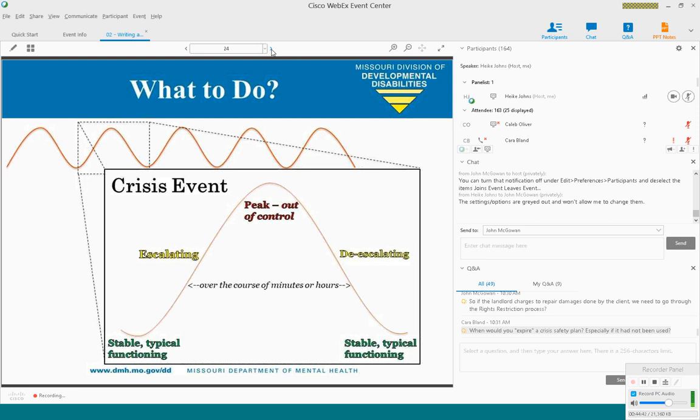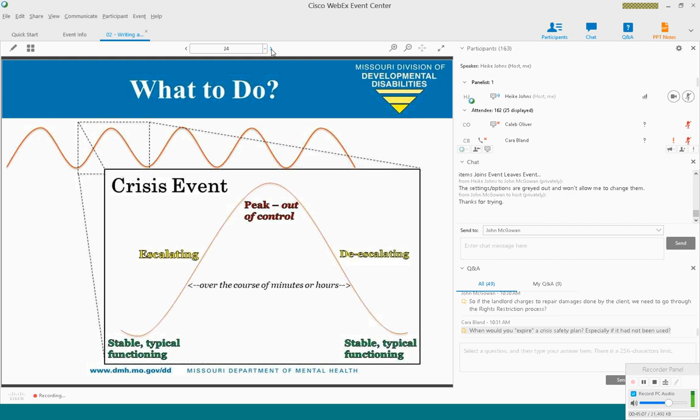positive support from staff. And when things have gone to the peak, so that's the top of the graphic, this is when things are out of control. So we want to avoid these situations as much as possible, because there's nothing we can do except maintain the immediate safety of everybody involved until the person starts to come down and starts to de-escalate and gives us an opportunity to start working with them again.